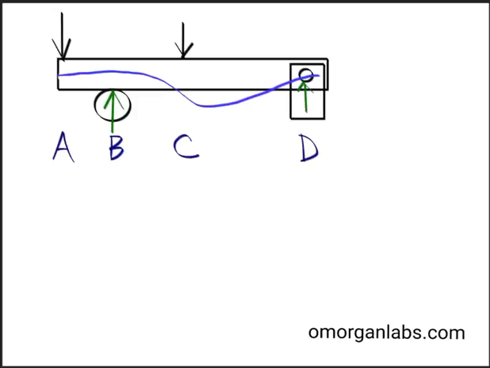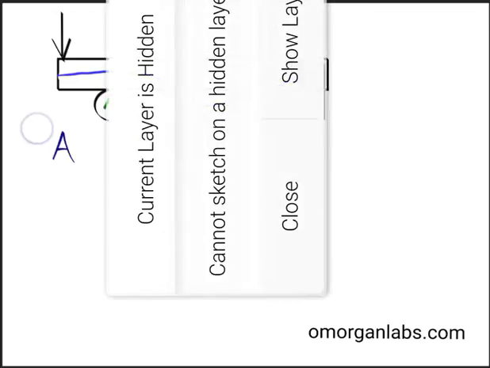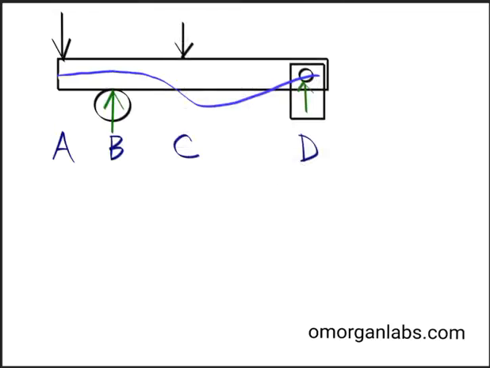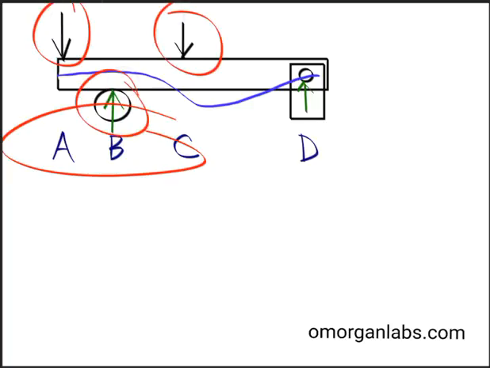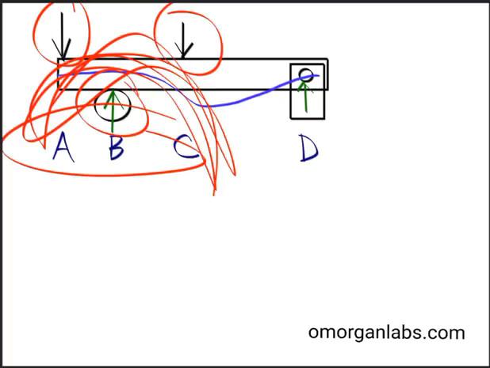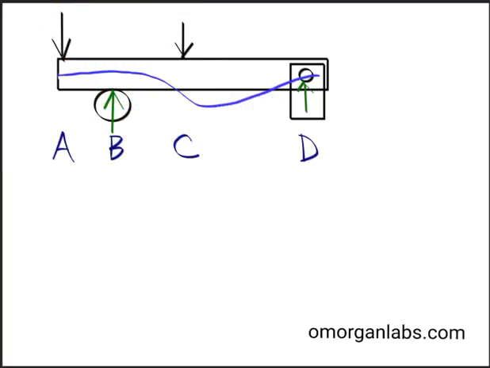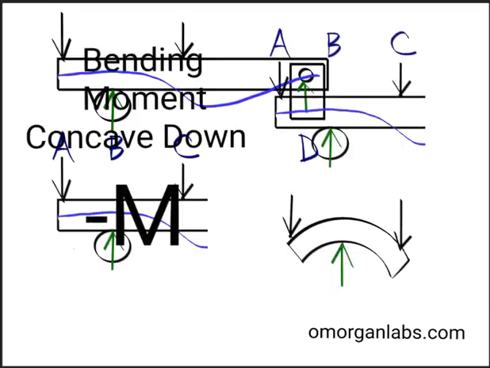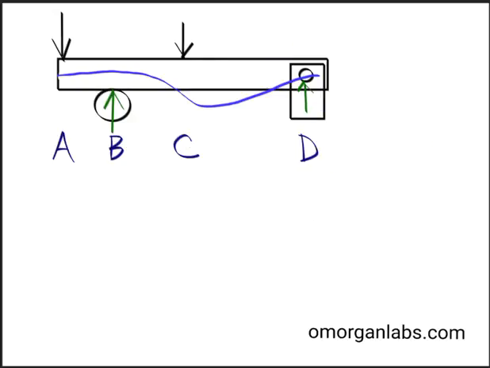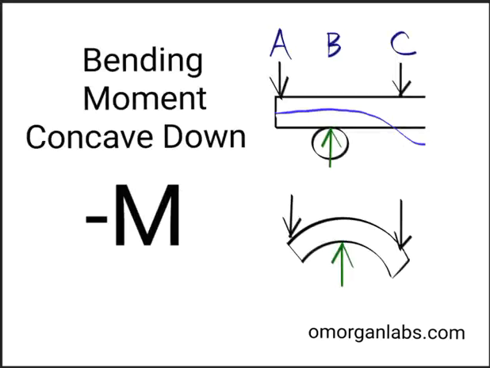So to look at the negative moment, now we'll look at section ABC. So we have forces going down and up, making a frowny face or concave down. So concave down means that you have negative moment, concave down.